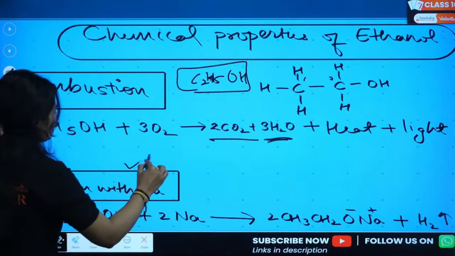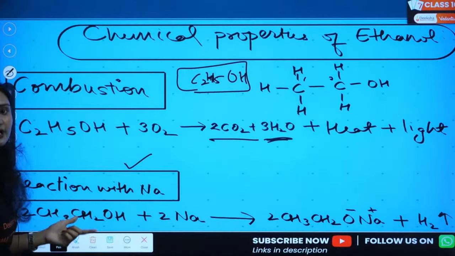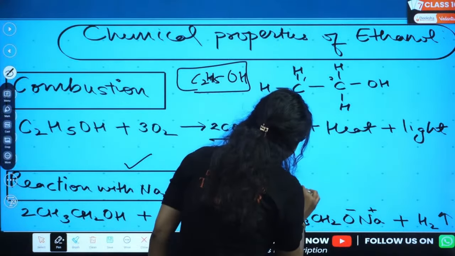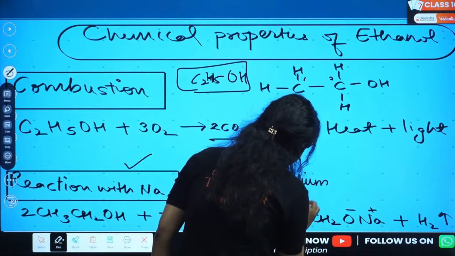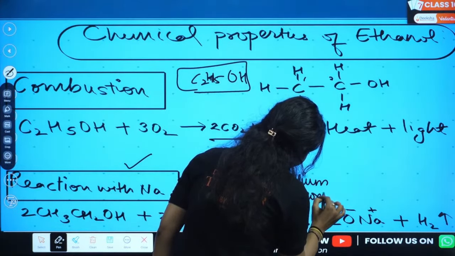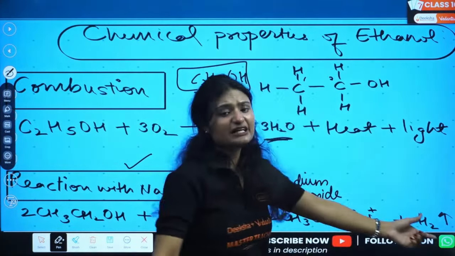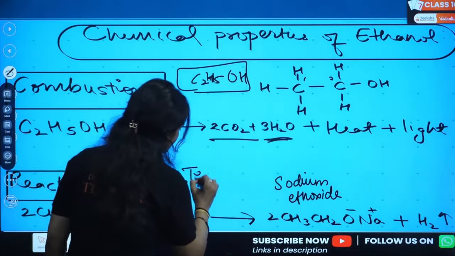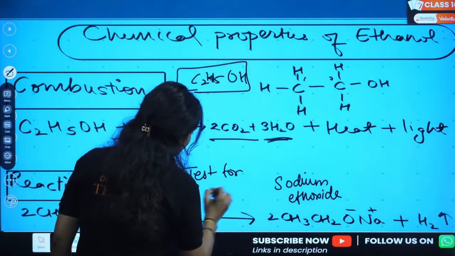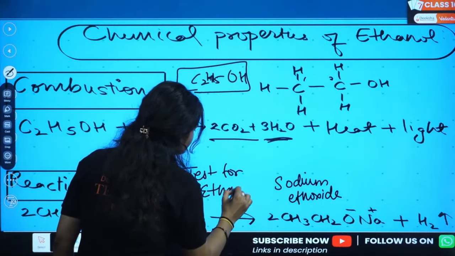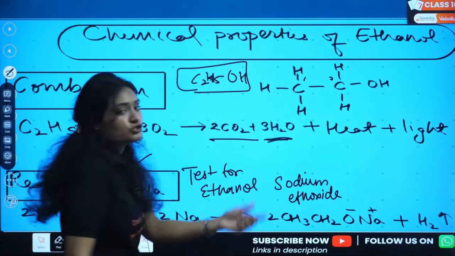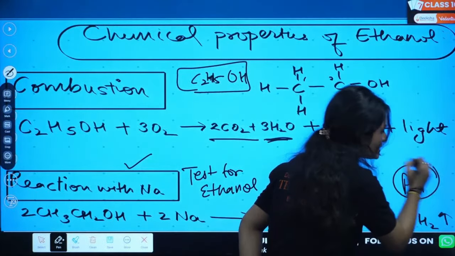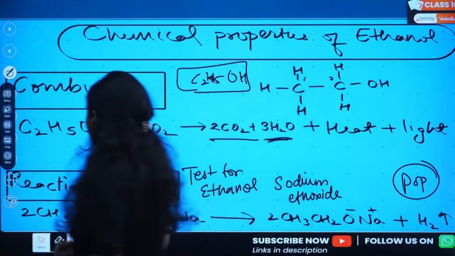Next is reaction with sodium. When ethanol reacts with sodium, what do we get? Sodium ethoxide plus hydrogen gas is evolved. This is sometimes used as a test for ethanol. If ethanol is there and you add sodium metal to it, there will be evolution of hydrogen gas. This gas evolves with a pop sound.